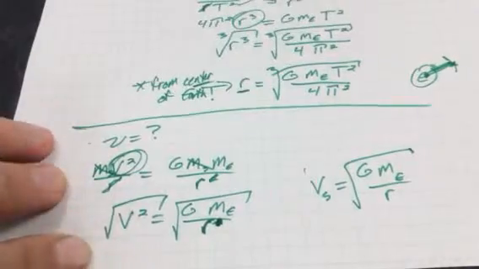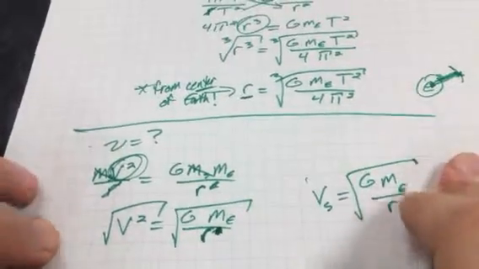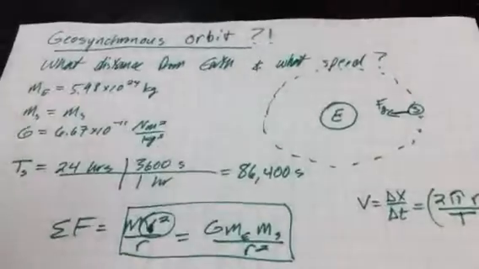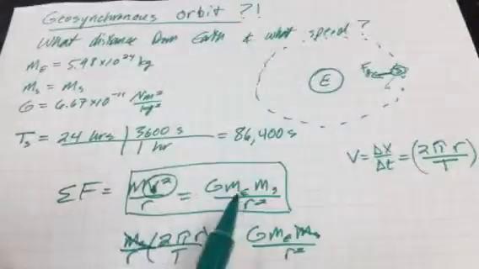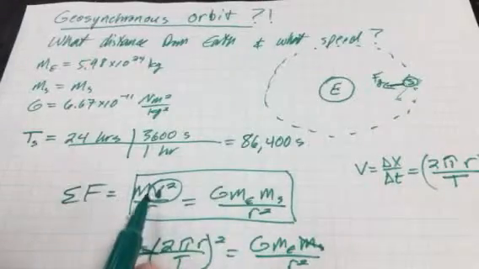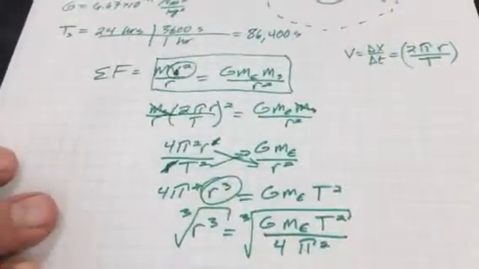So hopefully this helps you out working through that. The key there, I honestly believe, is remembering that based on the force diagram, the force of gravity is responsible in this case for the centripetal force. Everything else comes from that.